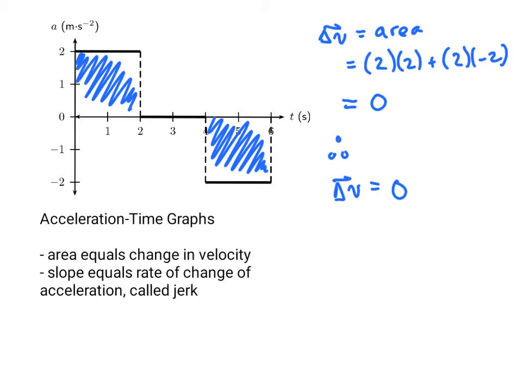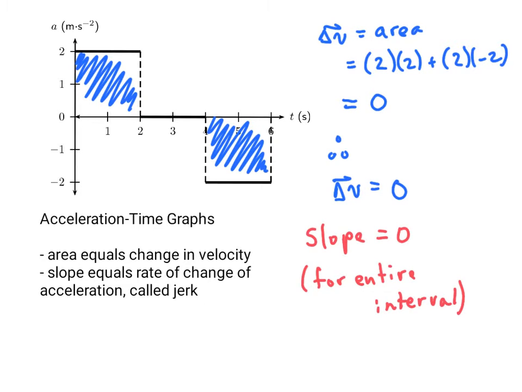So if we find the area of this graph from 0 to 6 seconds, we've got a positive area, which I've colored in blue on the left, and a negative area that I've colored in blue on the right. Each of those is the same size, or same magnitude. So we've got 2 times 2 length times width for the first area, plus 2 times negative 2 to give us the second area. So when we add those together, we get a total of 0. So the change in velocity over that interval for this object is 0.